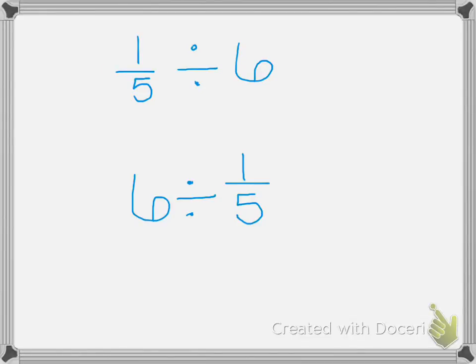Number 1 says solve, use the common denominator method. So, if we have 1 over 5 and 6 over 1, we can change our 6 over 1 into something over 5. So 1 times 5 is 5. 6 times 5 is 30.